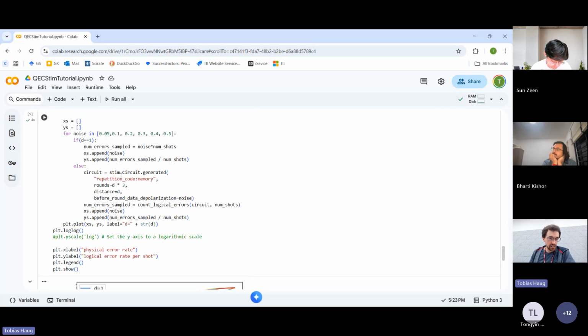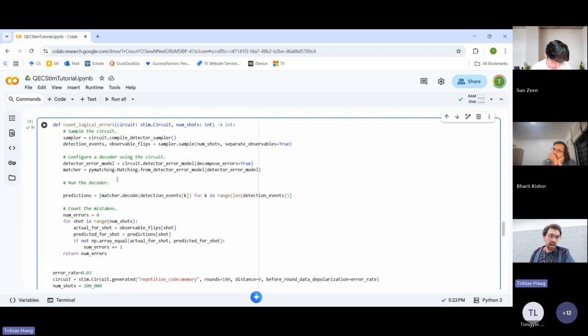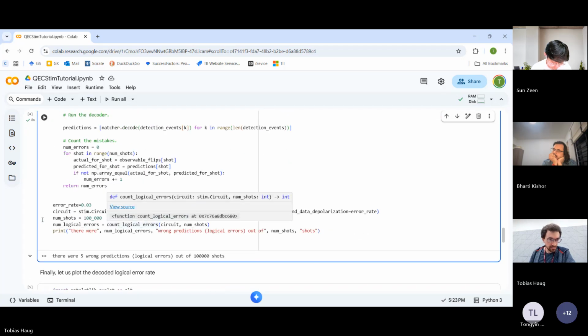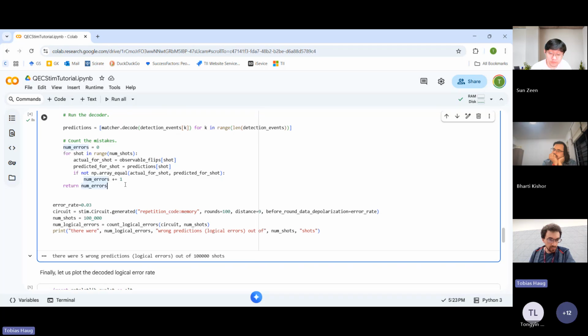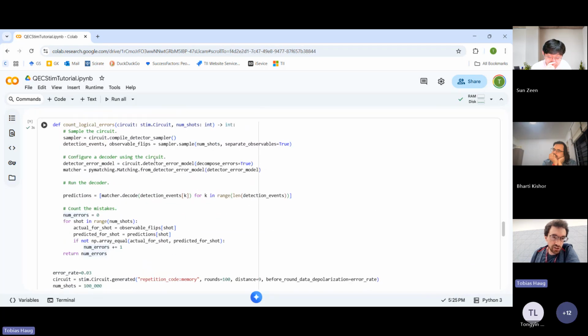Okay, as the final step, we can now simulate errors and then have them decoded. In this case, we use something called the matching decoder, which we'll talk about in the next session. Basically, this line of code generates errors and then runs the decoder. It's a program that decodes things.